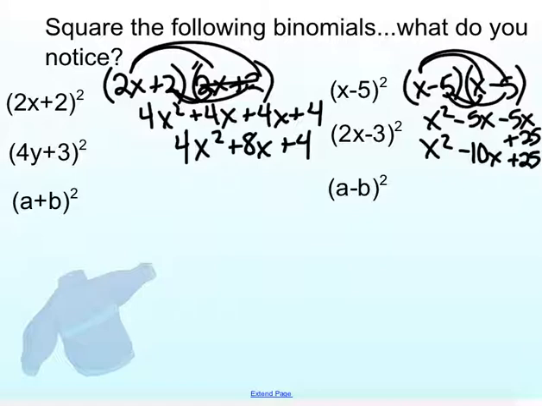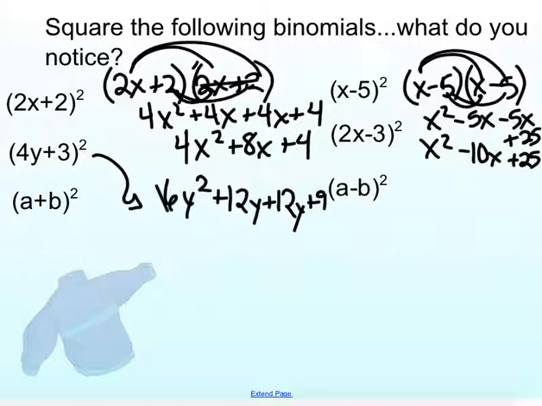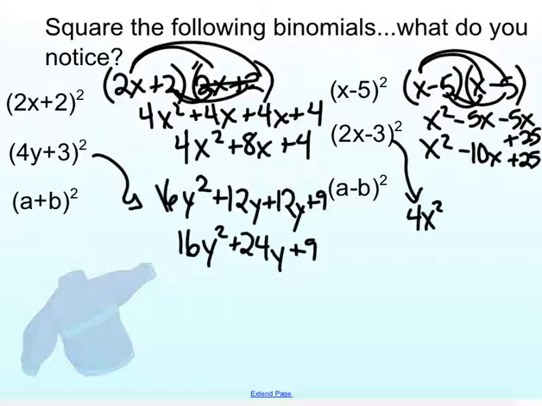Let's try just a couple more. Let's try this one here. And we will get 16y squared plus 12y plus 12y plus 9. So our final is 16y squared plus 24y plus 9. And this one here, we end up getting 4x squared minus 6x minus 6x plus 9. So we get 4x squared minus 12x plus 9.